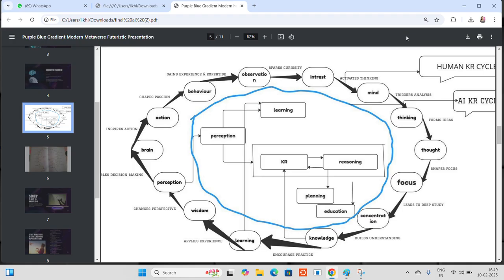A young girl observed a bird flying. This comes under observation, and her curiosity, her interest, grew about how the bird flies. That interest is created in her mind. So observation is completed, interest is completed, and mind is completed.